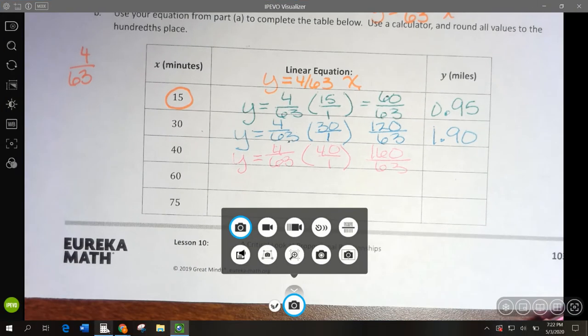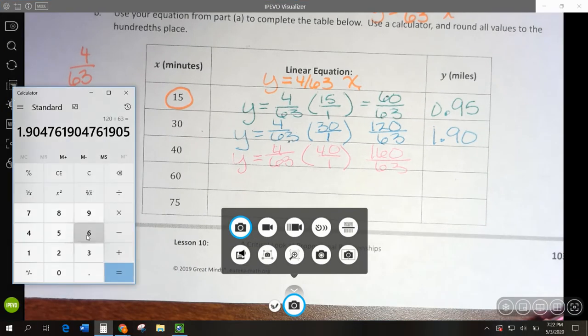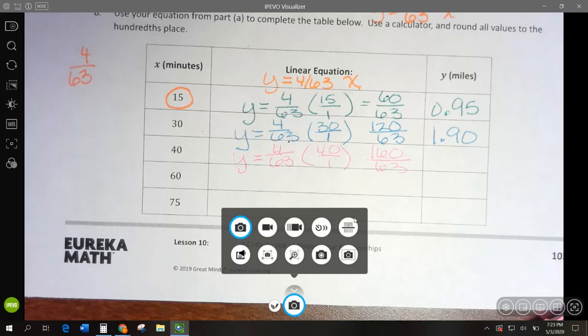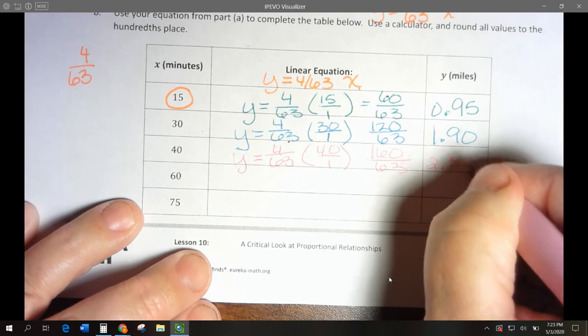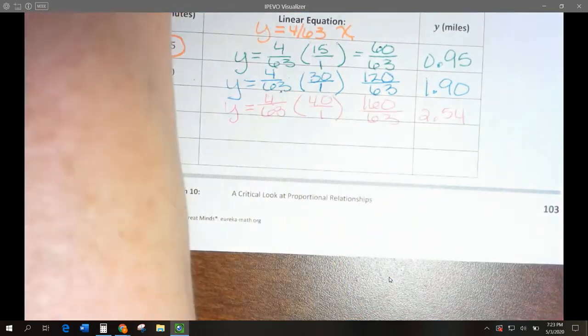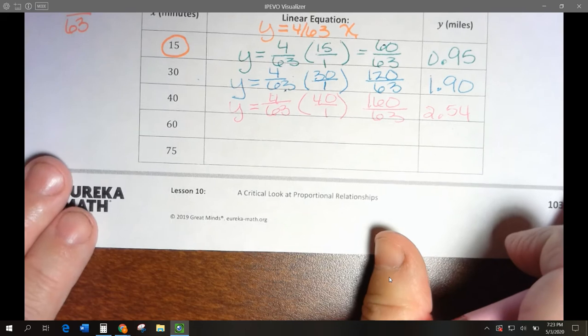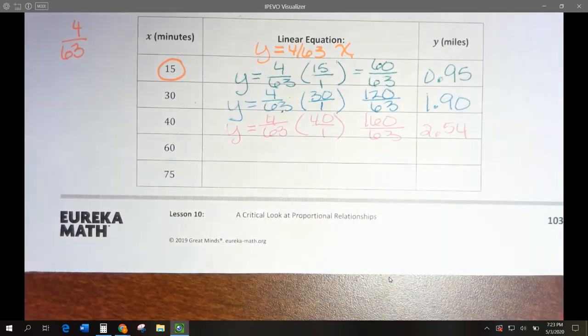Let's find my calculator here. Let's do this. Let's go 160 divided by 63, and we get 2.54. Notice we're going to take that 3 and make it a 4 because of the 9 next to it. 2.54. Next one, remember, if you want, you can pause, try it yourself, then come back and see if you're doing it right, which I'm sure you are.